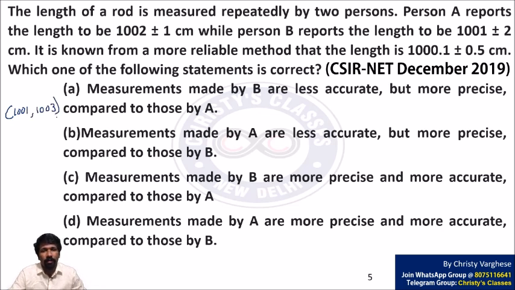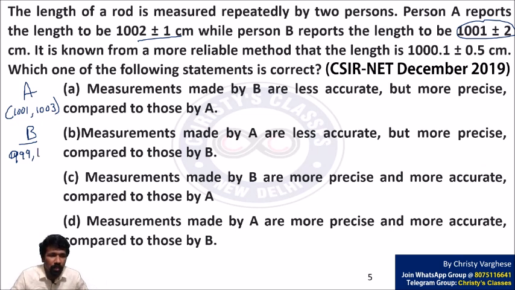That is what person A reports, plus or minus 1 because of that. This is A's measurement, and B's measurement is what? 1001 plus or minus 2. That means the variability is more actually. So 1001 plus or minus 2 means 1001 minus 2, the minimum can go up to 999. Maximum can go up to 1001 plus 2, which means 1003. This is what B is telling.